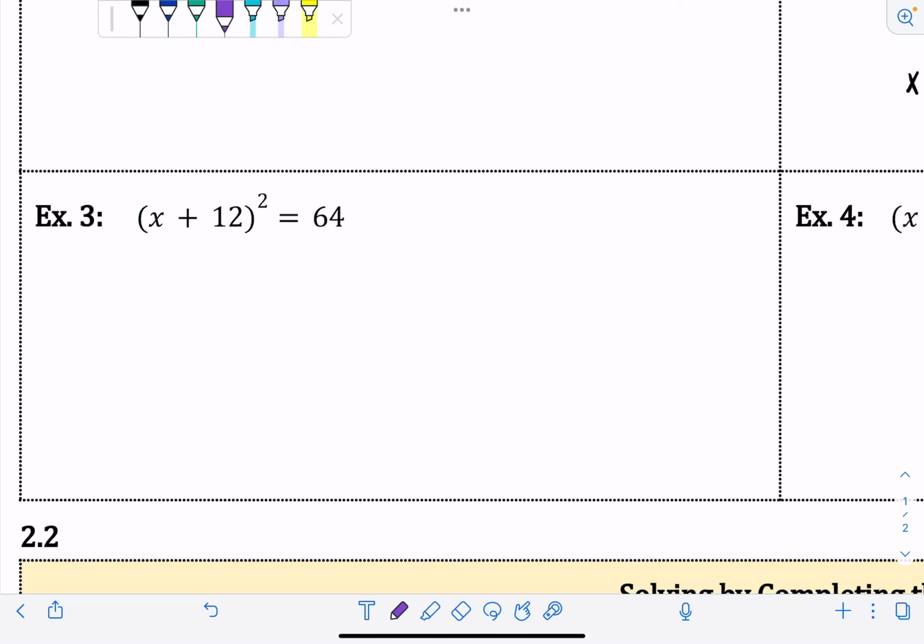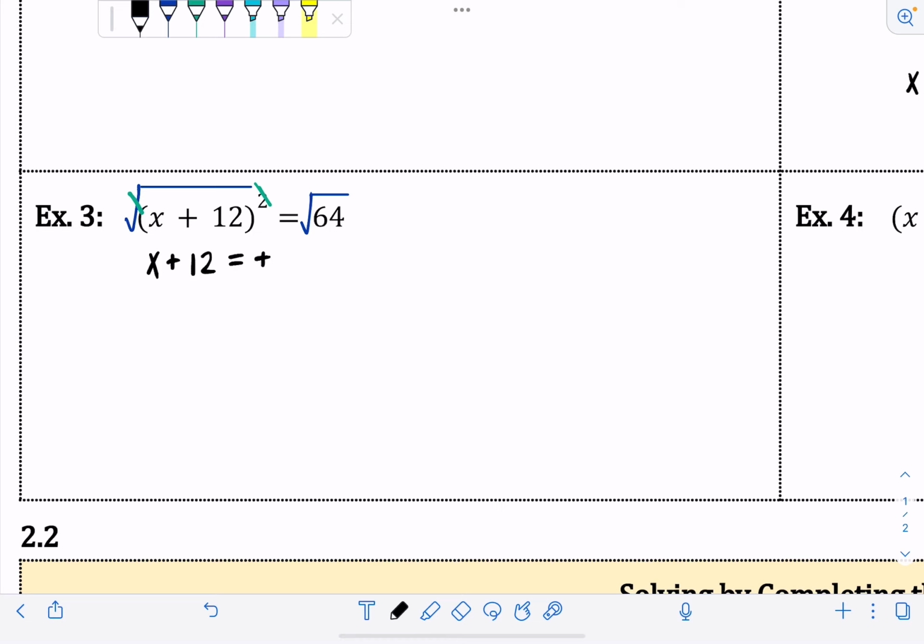And then when I do that, the square root and the 2 power just cancel each other out. So I'm just left with what I had inside, which is x plus 12. And then when I take the square root of 64, it's 8. But because we're solving, we have to include the positive and the negative 8.